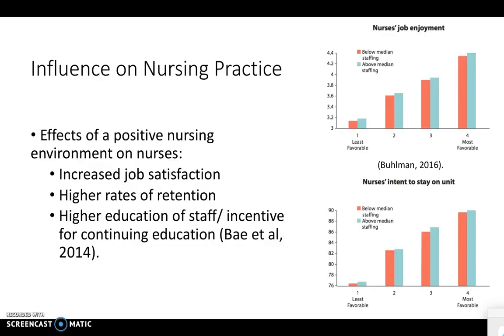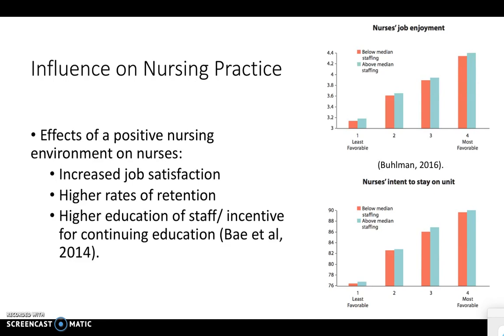So how does this influence our practice? Basically, the 3 main things that a work environment can improve if it's a positive one is increased job satisfaction, which will lead to happier nurses, higher rates of retention, which will lead to more experienced nurses on units, and higher education of staff and incentive for continuing education. And that has been associated with a decrease in falls and hospital-acquired infections, actually.